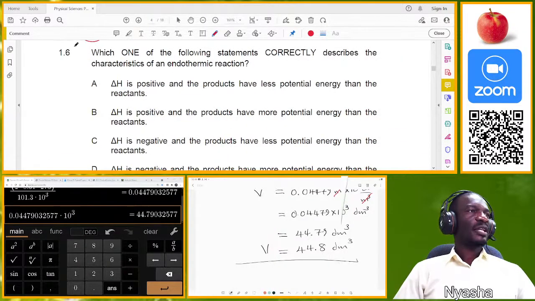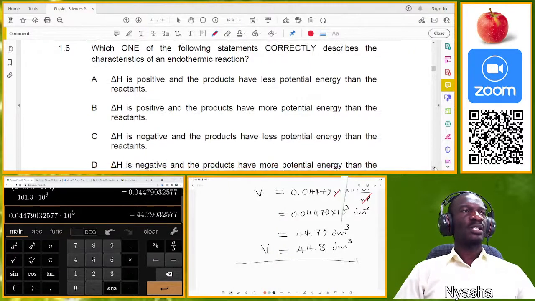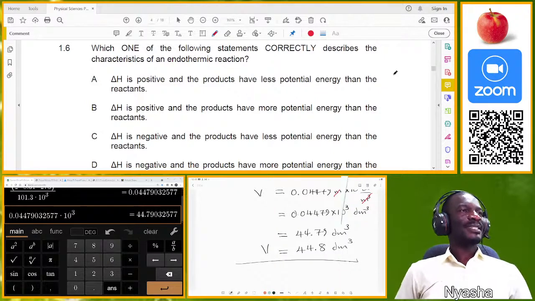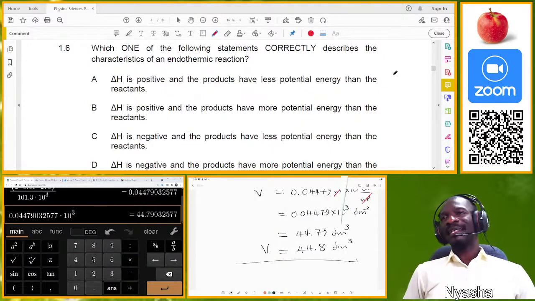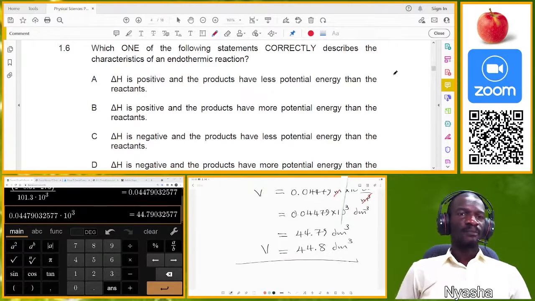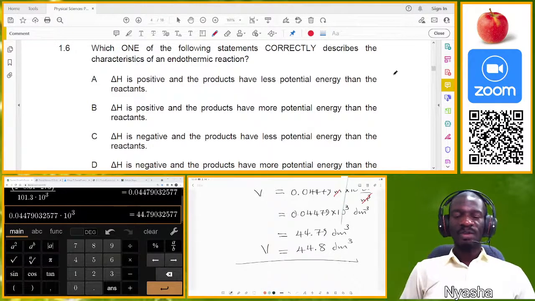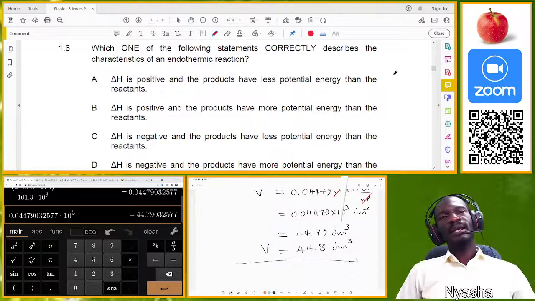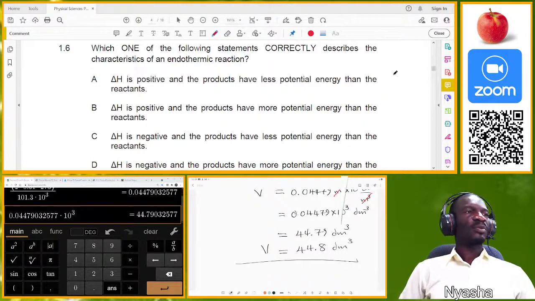Our next question will be question number 1.6. I think this one is more straightforward. Which one of the following statements correctly describes the characteristics of an endothermic reaction? Let's go and figure out the difference between an exothermic and an endothermic reaction, so that when we meet next week, you can tell us which of these is true.